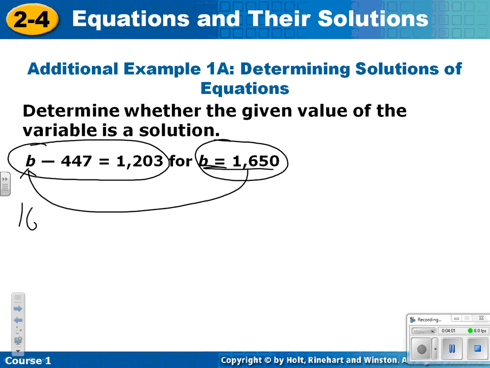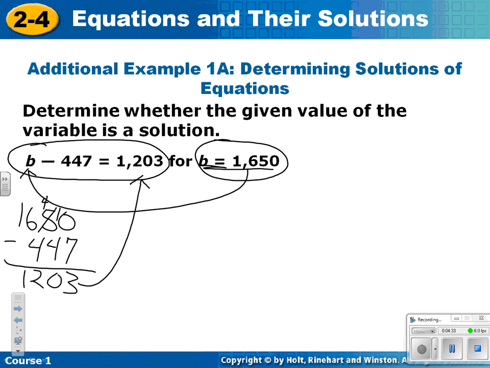We have 1,650 minus 447. And I do it top to bottom because I'm better at subtraction that way. Instead of doing across, I'm better at it up and down. So I'm going to do this subtraction. I'm going to go 5, this is a 4, this becomes a 10, that's a 3, that's a 0, that's a 2, that's a 1. So 1,650 minus 447 is 1,203.